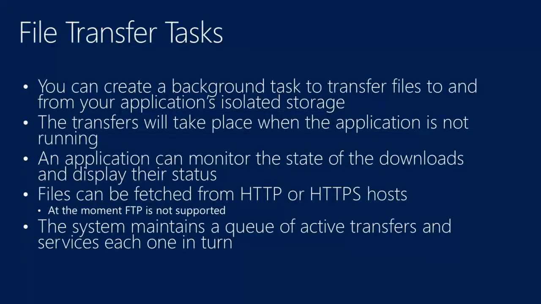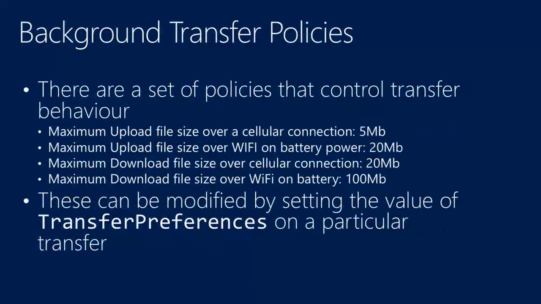So you can do progress bars if the user's watching, or they'll happen in the background if the user isn't. There are one or two policies. By default, you can't upload more than 5 meg over cellular. You can't do more than 20 meg on Wi-Fi on battery power. Over cellular, you can't download more than 20. And over Wi-Fi, you can't download more than 100. Now, if you want to change those numbers, there's a transfer preferences setting which you can adjust inside your app.